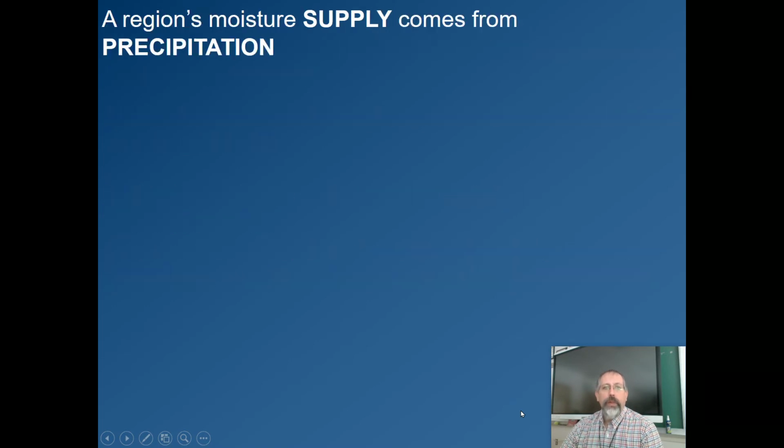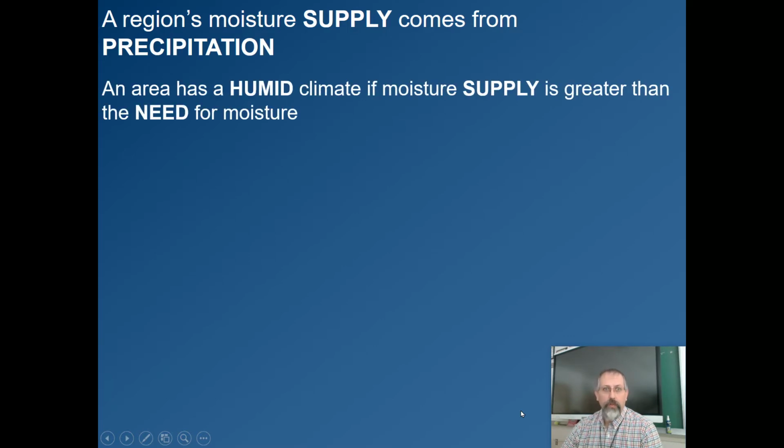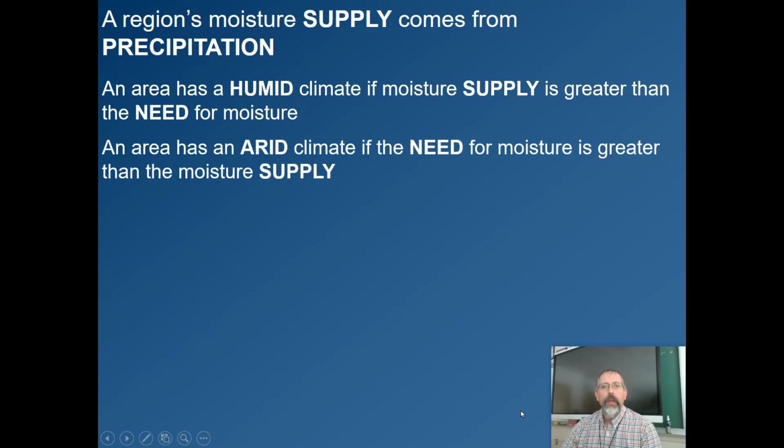So a region's moisture supply comes from precipitation. The water you get has to fall from the sky, so it's going to fall as rain or snow or some form of precipitation. We mentioned this term yesterday or the day before: if you have a humid climate, a wet climate, that means your supply is greater than your need for moisture. You're getting more water than you necessarily need to keep the ground at its current state.